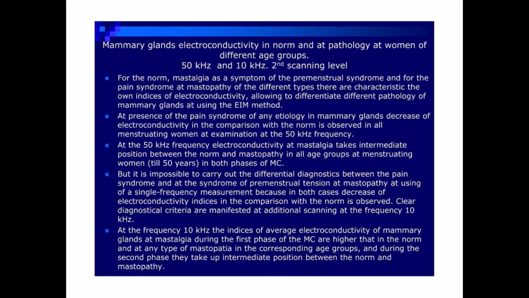In the presence of pain syndrome of any etiology, a decrease of electroconductivity in the mammary glands, in comparison with the norm, is observed in all menstruating women at examination at the 50 kHz frequency. At the 50 kHz frequency, electroconductivity at mastalgia takes an intermediate position between the norm and mastopathy in all age groups of menstruating women, up to 50 years, in both phases of the MC.